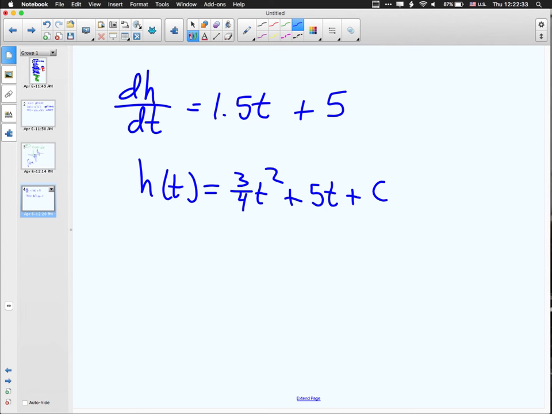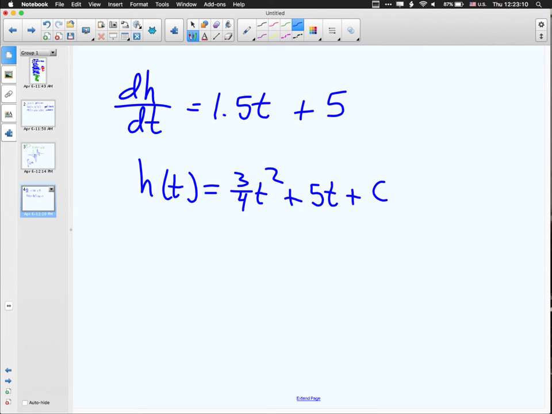So how are we going to find C? They're 12 whole centimeters tall when they first start being tended. What's all that rate stuff? It's in centimeters. So how do we find C? Plug in 0 for everything, which is going to get us that C equals 12.